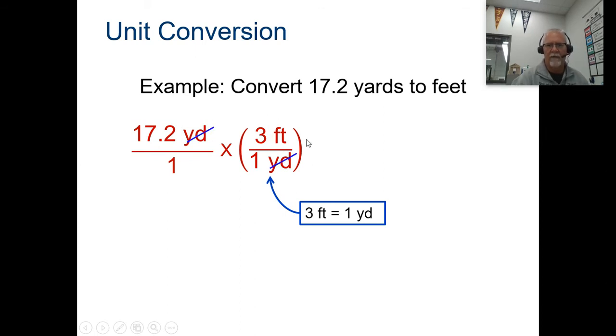So we cross out our units, then we simply multiply our fractions. 17.2 times 3 will tell us how many feet we have, noting that our units remain feet because that's the only unit left because these two have canceled out. Gives us 51.6 feet over 1. We can drop the 1 now because anything over 1 is itself. We've solved our problem. Convert 17.2 yards to feet. Here's our answer, 51.6 feet.